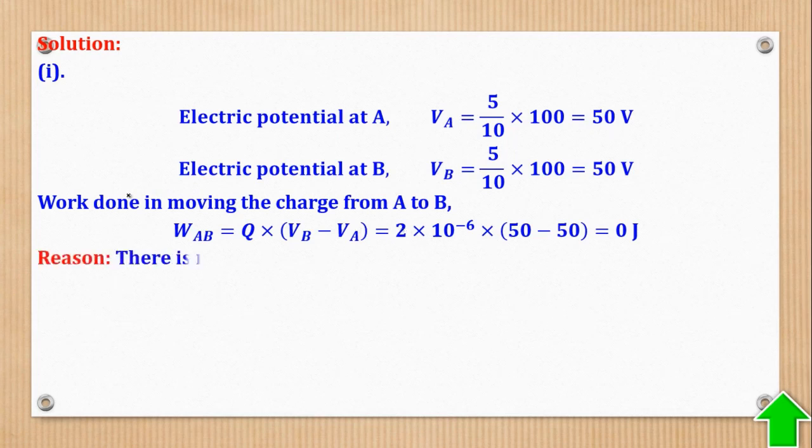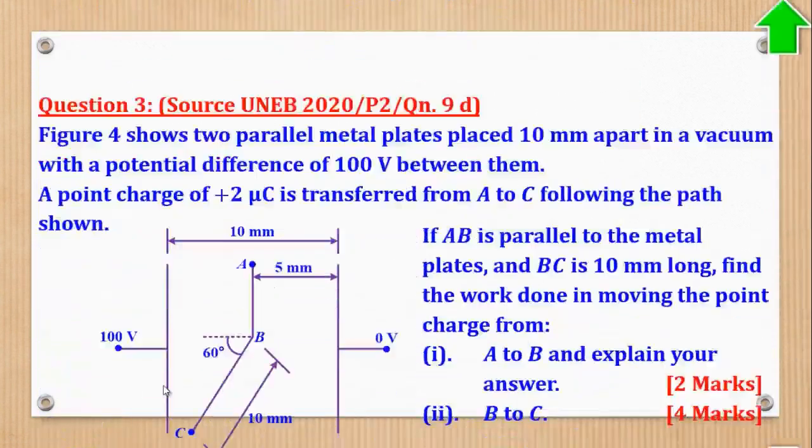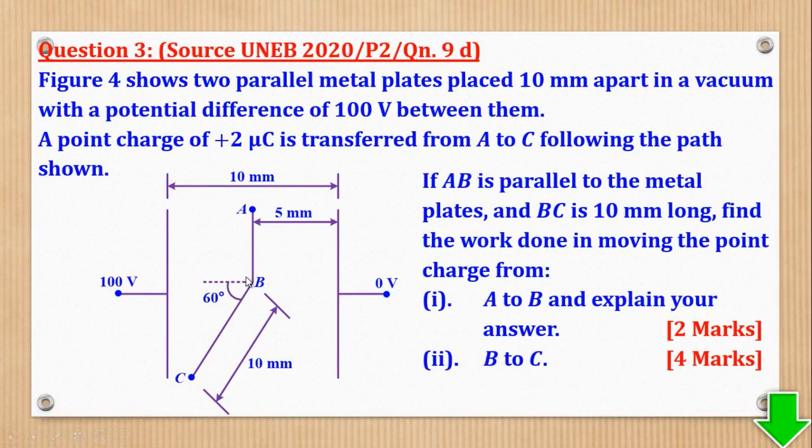Why is it so? We shall give a reason that there is no change in electric potential from A to B. So it is 0 because the potential difference is 0. And that's what they wanted. Then Roman 2, they wanted work done in moving from B to C. So we already got the potential at B, meaning we have to get the potential at C in order to get the work done.